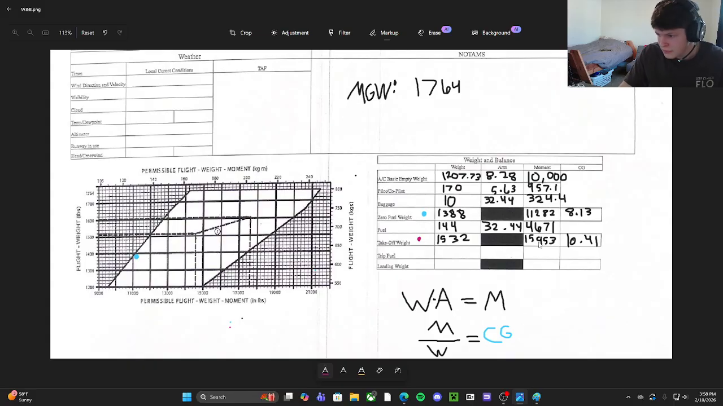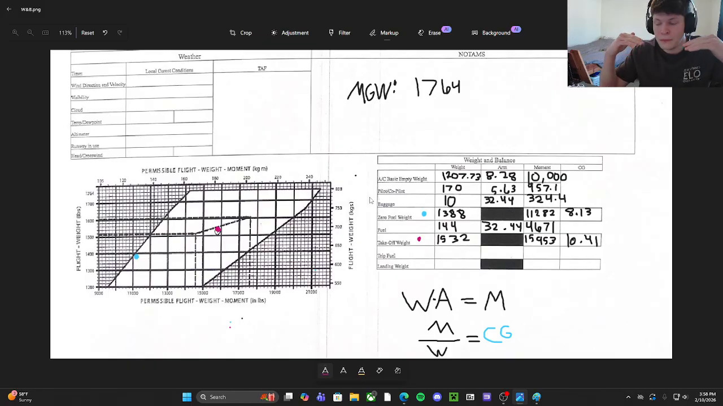Cool. So now I'm going to use, let's just say, that color for our takeoff weight. I'm finding 1532 on the weight, so 1520 going up right around in here. I'm trying to find 15,953, so 1600 is going to be right around in here. We'll say that's about our takeoff weight. So that is our takeoff weight. Again, we're within that big envelope, this shape right in here. So we're good.